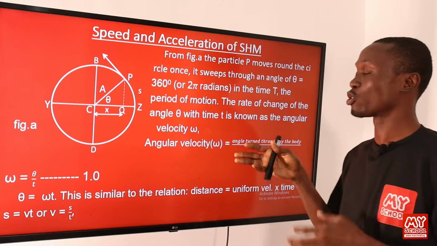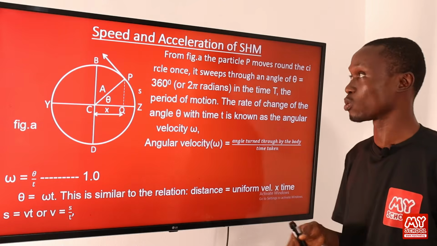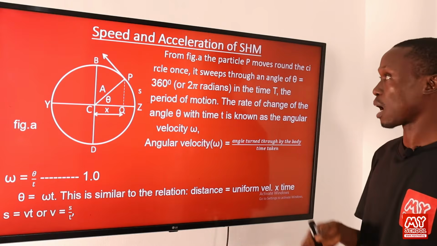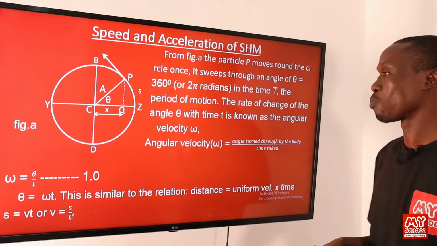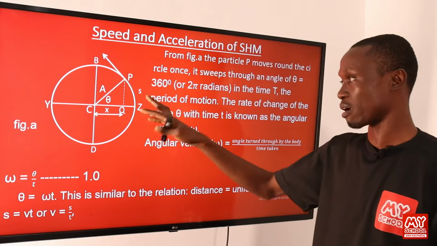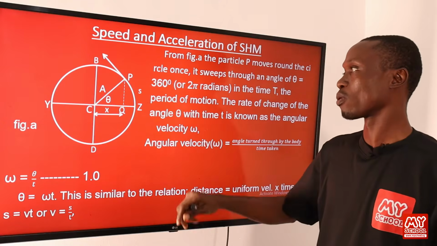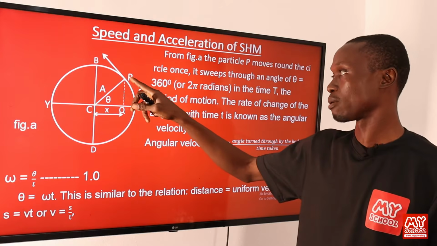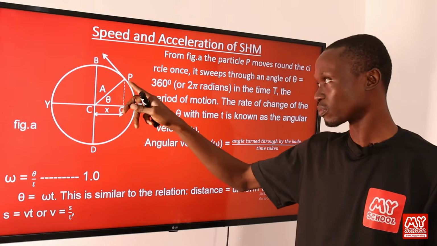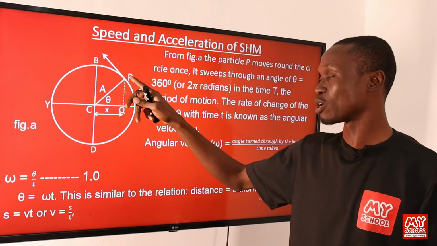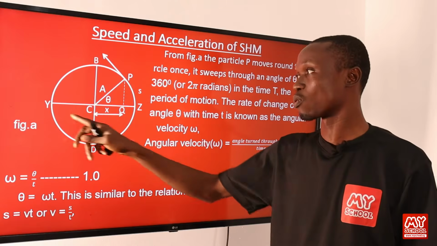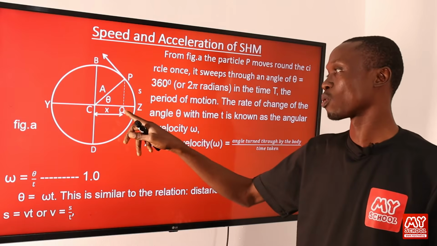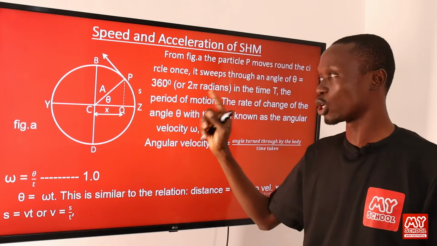Let's begin by showing that there is a relationship between circular motion and SHM, which is simple harmonic motion. So we are going to be considering this diagram that is on the screen. This is a particle P, and this line is called the projection of the point P along the diameter of the circle YZ, and the point is labeled Q.